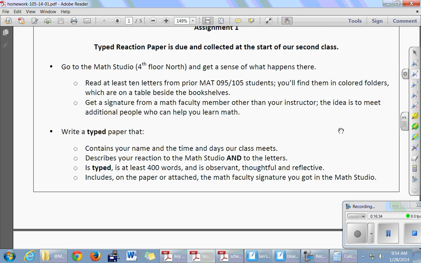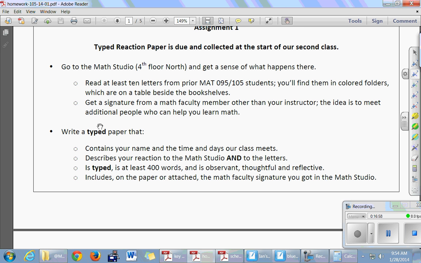So what you're going to do between now and Thursday is spend like 15 minutes over there and just get a sense of what that room is about. And just tell me what your reflections are on that room. You're also going to read some letters from students who have already completed Math 095. These are letters that they wrote at the end of the semester, letters to you about how to succeed here as a starting 095 student, all right? But all the details are there.